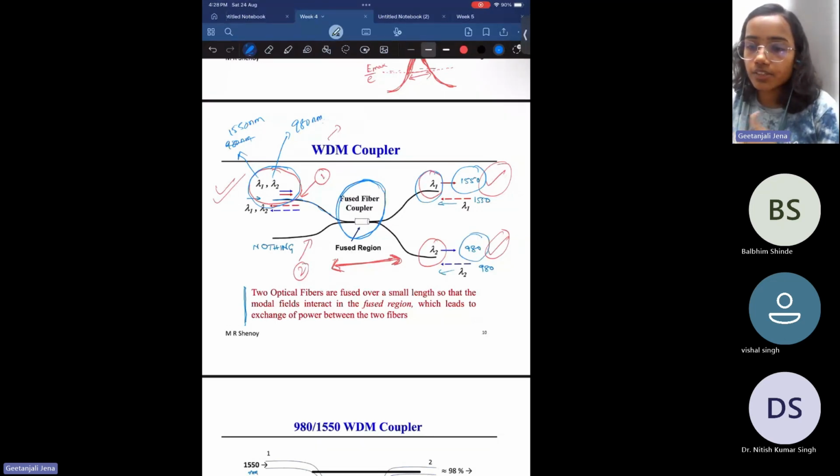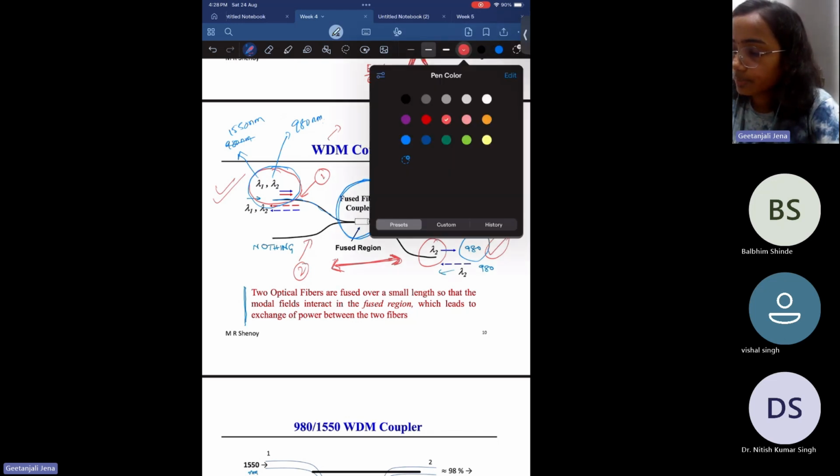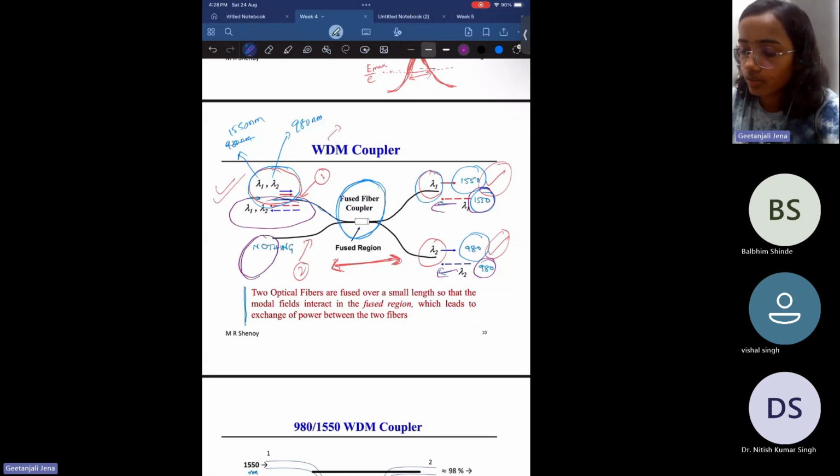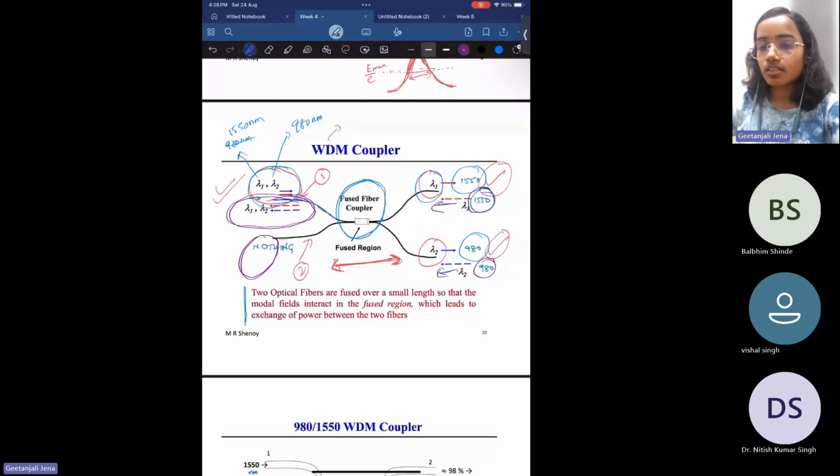Similarly, if we reverse the path, let me take a different color. If we couple this lambda 1 through this fiber and lambda 2 through the second fiber, what will happen? Both lambda 1 and lambda 2 will come out through this first fiber. So there is no wavelength around the second fiber. Both signals will come out through the first fiber.